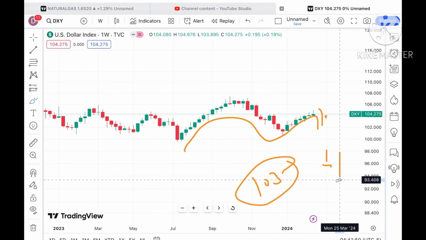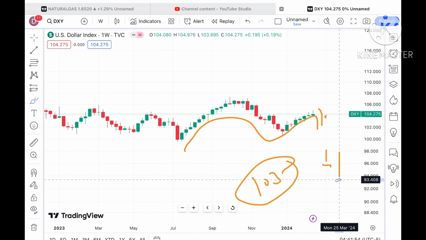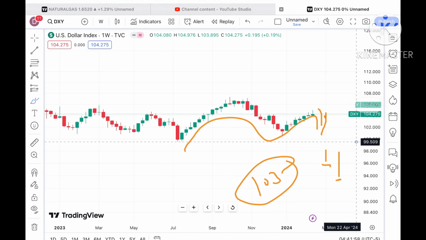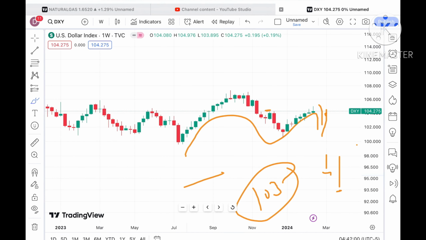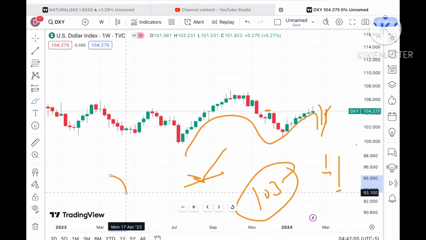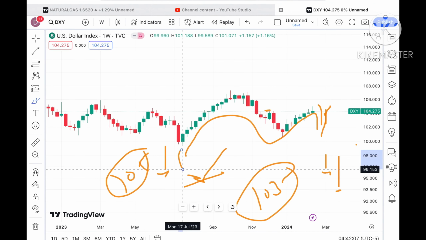This pattern will support the dollar index, and a further downfall in the dollar index will in turn increase the price of natural gas, as one of the factors. But if the price keeps sustaining above the level where it is trading now, because it is almost at a support, we can see a bounce back. If it keeps sustaining that level, it can touch a level of 105, and then there is a probability that natural gas can fall further down.